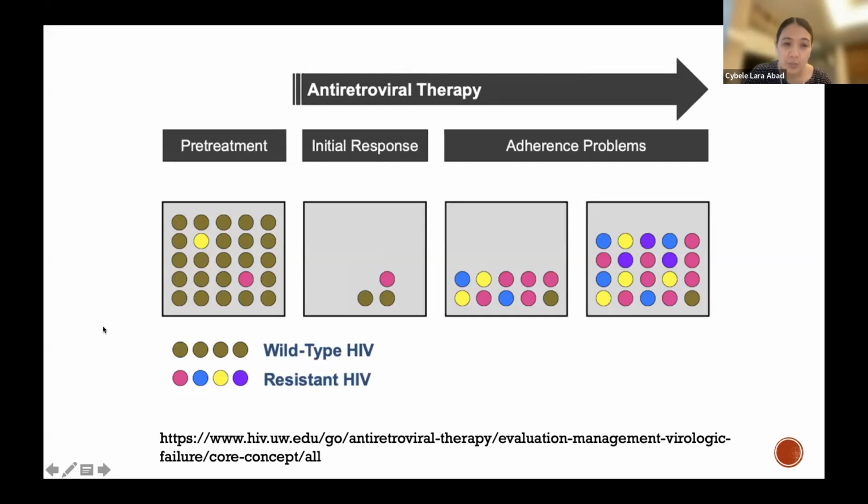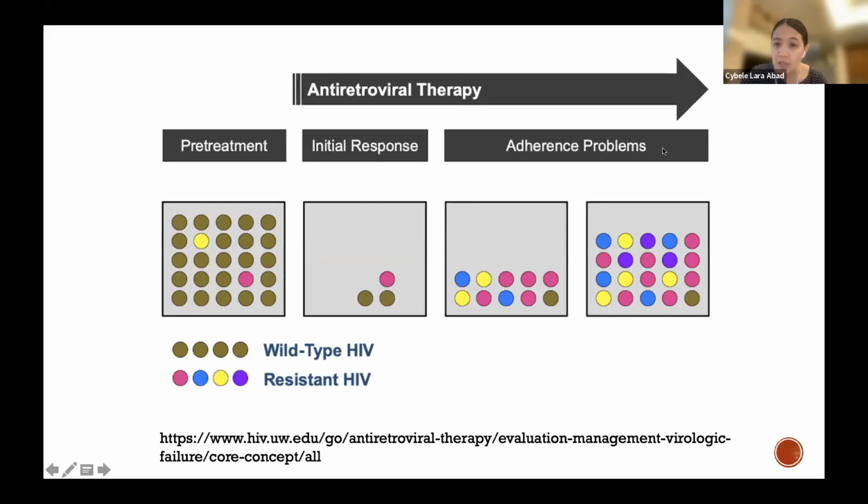So that's pre-treatment virus, which is wild type, which is brown, and there's maybe some hiding resistant HIV strains, but the majority is your wild type. And then when you start taking antiretroviral therapy, that wild type virus is very susceptible, meaning the drugs will work against it, so they will be gone, and the one that will be left behind really is your resistant HIV because it's resistant. Now, typically, you won't have emergence of drug resistance if you don't have adherence problems.